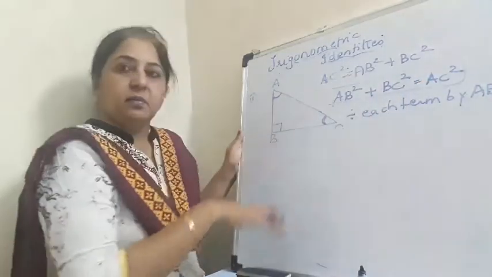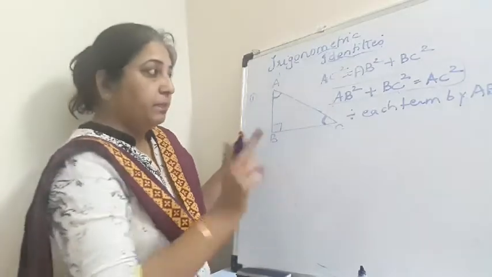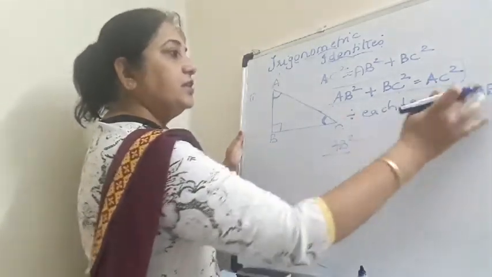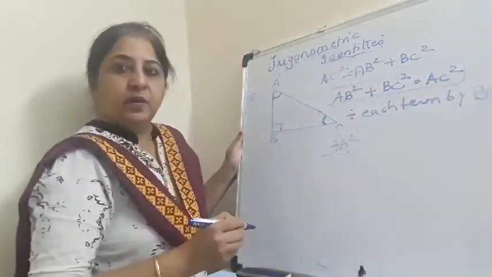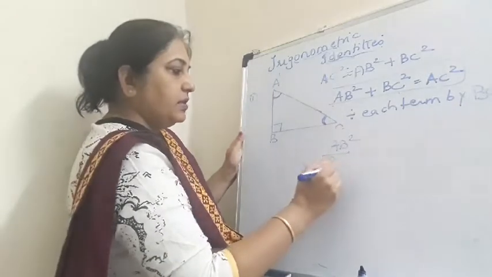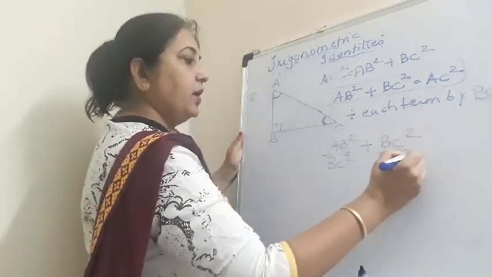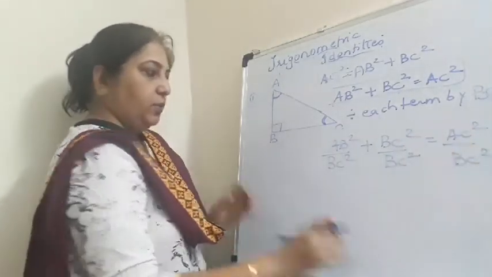Now we have divided by AC, we have divided by AB, now we will divide by BC. So we write AB square, dividing each term by BC square, right? AB square upon BC square plus BC square upon BC square is equal to AC square upon BC square. I hope you are understanding.